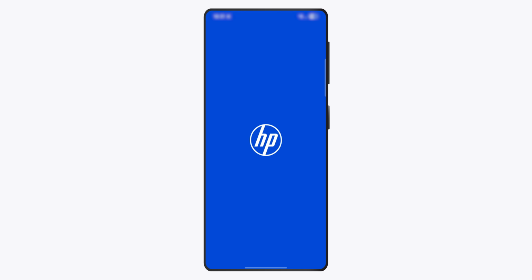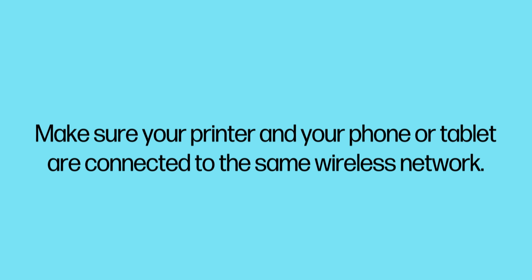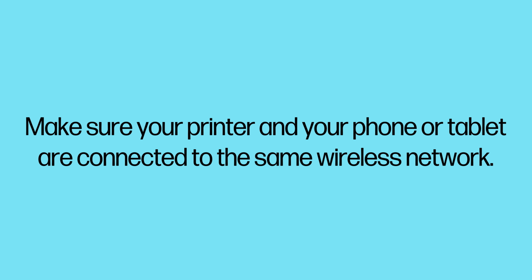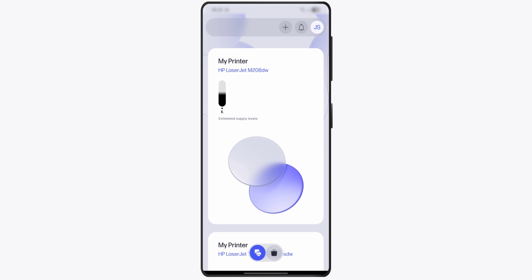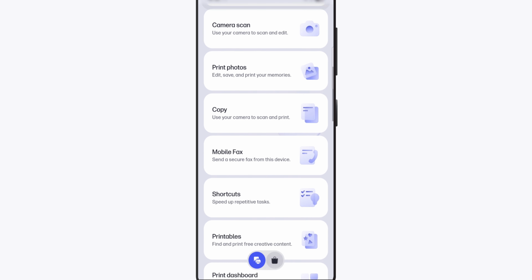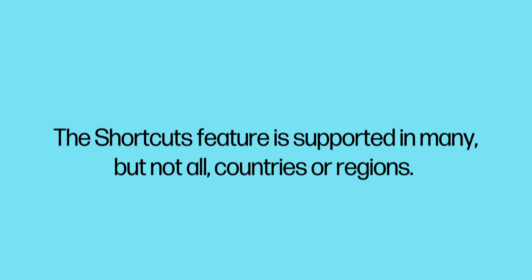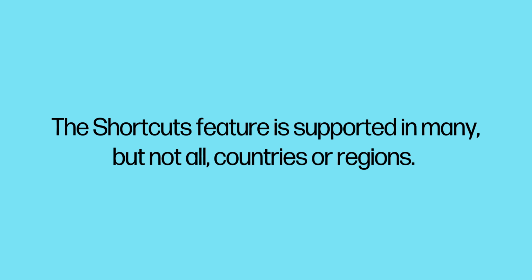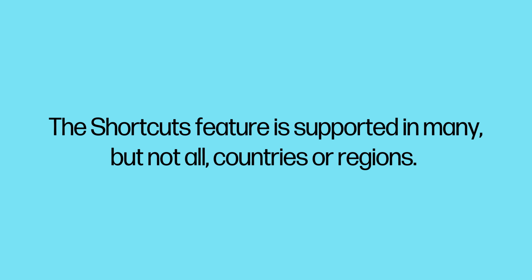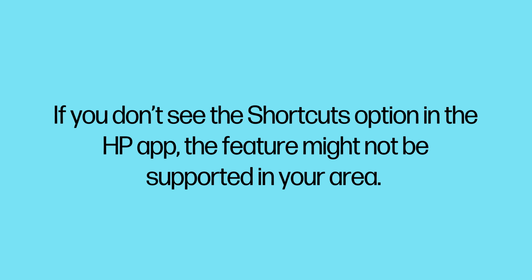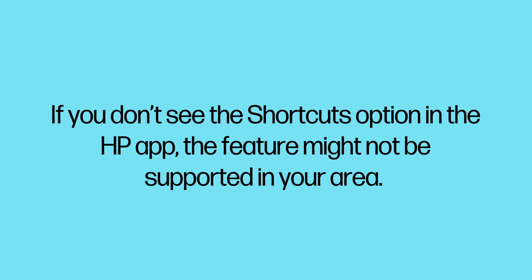Open the HP app. Make sure your printer and your phone or tablet are connected to the same wireless network. To open shortcuts, select your printer and then scroll down and select Shortcuts. The Shortcuts feature is supported in many, but not all, countries or regions. If you don't see the Shortcuts option in the HP app, the feature might not be supported in your area.